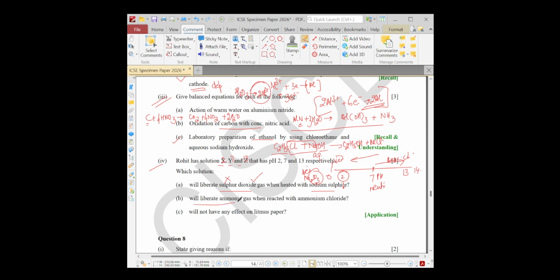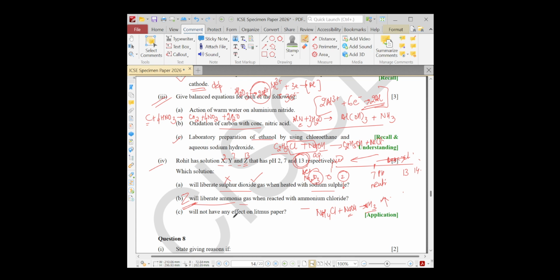Which one will liberate ammonia gas when reacted with ammonium chloride? Ammonium chloride is NH4Cl. It combines with sodium hydroxide and forms ammonia gas. Here sodium hydroxide is a base, so this should be pH 13. pH 13 is Z. So the answer is Z will liberate ammonia.